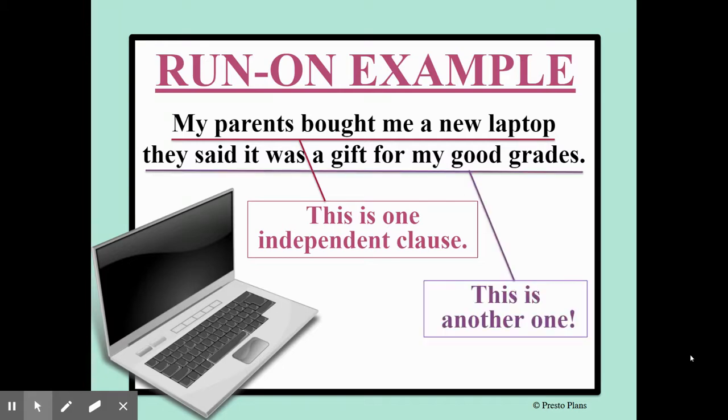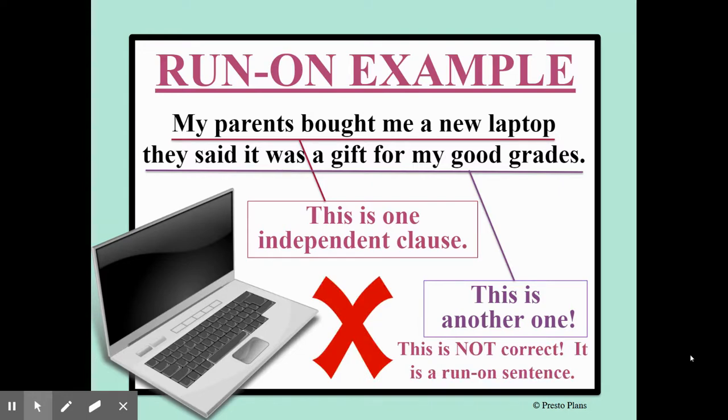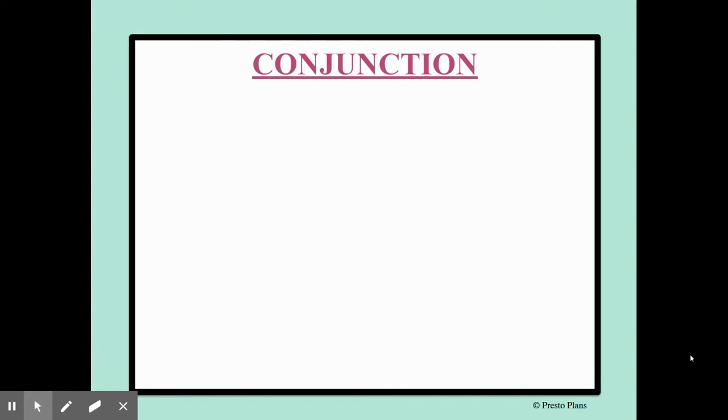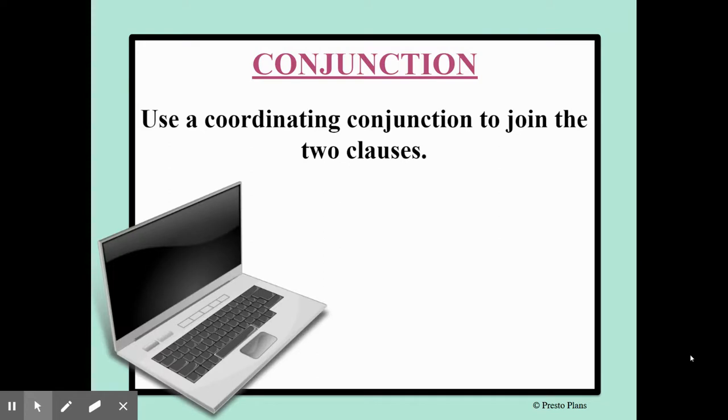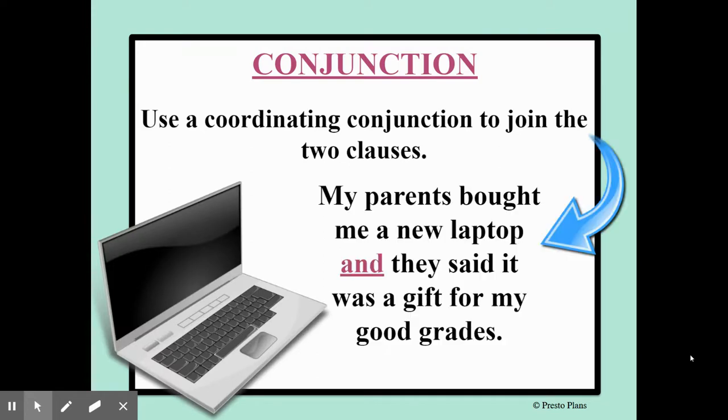This is another independent clause. But it is not correct. It is considered a run-on. This is another way to revise a run-on by using a coordinating conjunction to join the two independent clauses. You could say, my parents bought me a new laptop and they said it was a gift for my good grades. Now we have written a complete sentence.